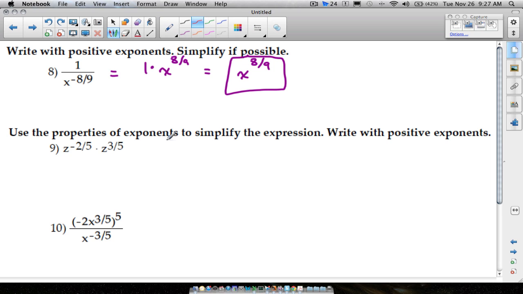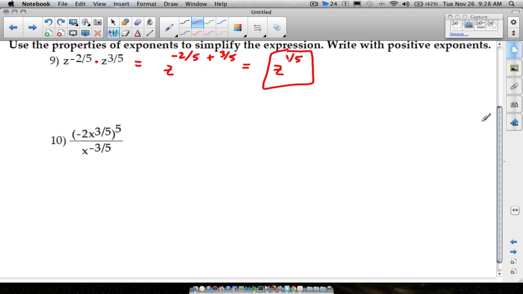Number 9, use properties of exponents to simplify the expression. Write with positive exponents. So here, since we have like bases and we're trying to multiply these like bases, you want to add your exponents. That's the property of the exponents that we want to use here. So we have z to the negative 2/5 plus 3/5. Lucky us, we do have common denominators, and we have to have common denominators when we add fractions. So negative 2/5 plus 3/5, we get z to the 1/5 power. Just review your properties of adding fractions with common denominators, and you just add those numerators together. That's how I got that 1/5.